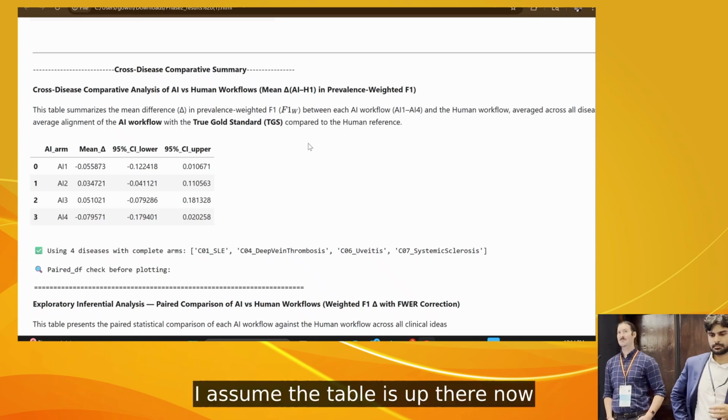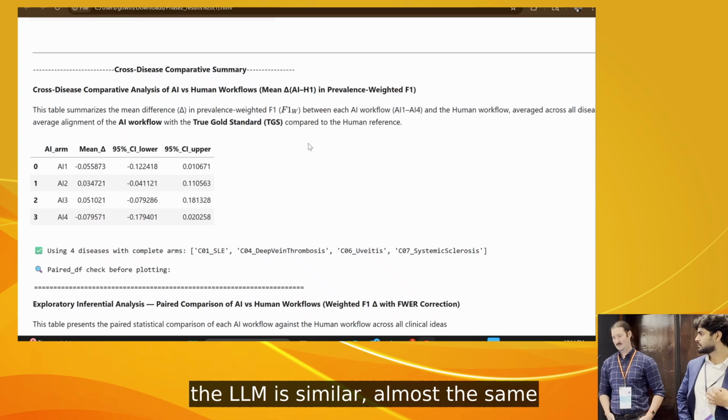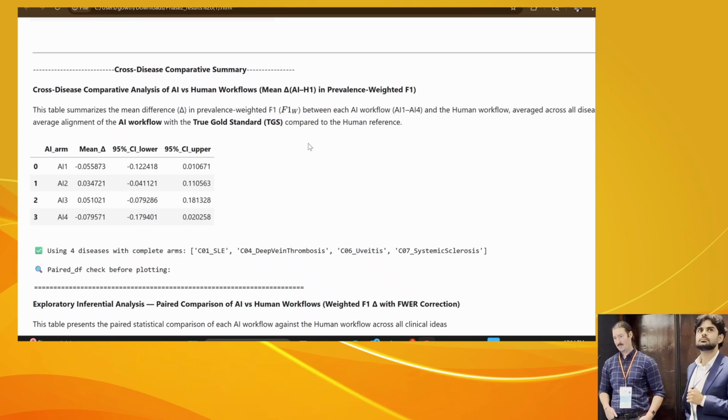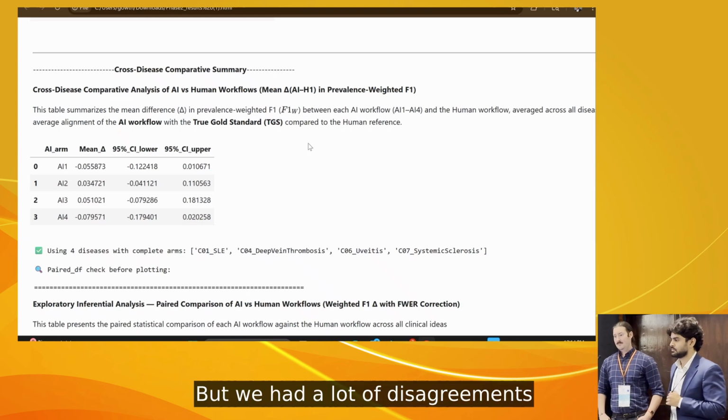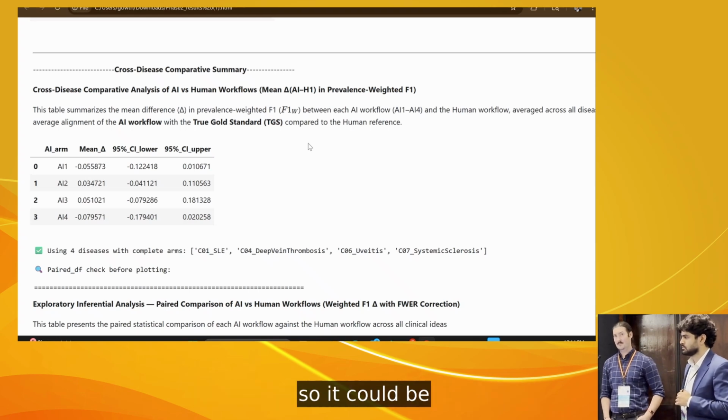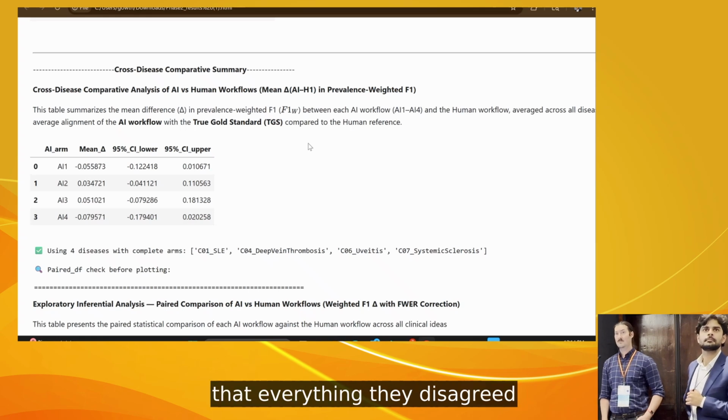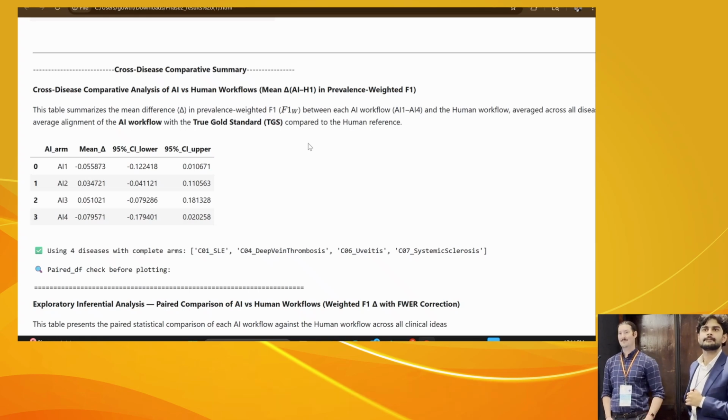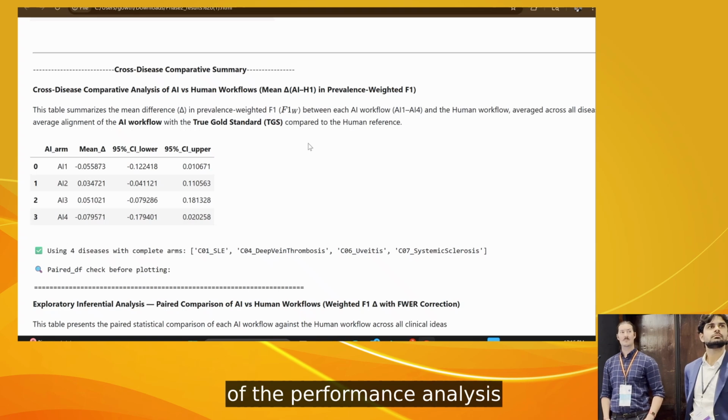I assume the takeaway up there now is that the LLM is similar, almost the same as humans, though we scored not very good. But we had a lot of disagreement, so it could be that everything they disagreed upon had very low counts. The disagreement doesn't matter because no record was affected.